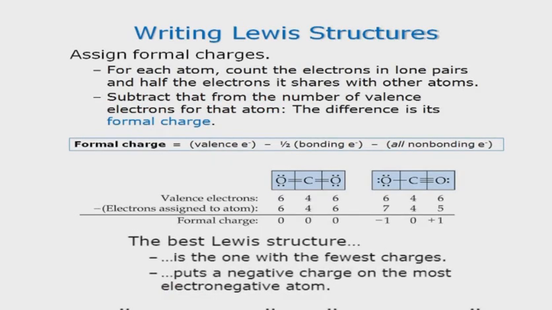Writing Lewis structures: assign formal charge. For each atom, count the electrons in lone pairs and half the electrons it shares with other atoms. Subtract that from the number of valence electrons for the atom. The difference is its formal charge. The best Lewis structure is the one with the fewest charges. Put a negative charge on the most electronegative atom.